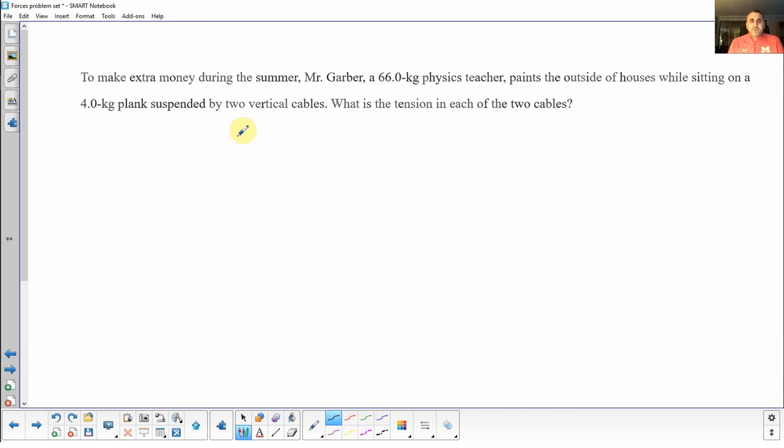Okay, so the 2 cables are vertical. So let's make a vertical cable. Oh boy, vertical the wrong way. Vertical cable up, and he's suspended on a plank.